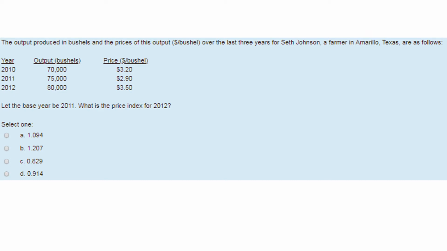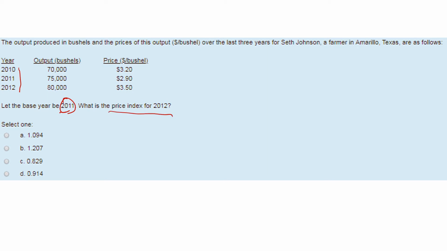This is an example off of one of your quizzes that's directly related to this. The output produced in bushels and the prices of this output over the last 3 years for Seth Johnson, a farmer in Amarillo, Texas, are as follows. So it looks like we've got data for 3 years here, 2010, 2011, and 2012. And then we've got the output and the price. It's saying let the base year be 2011. What is the price index for 2012?